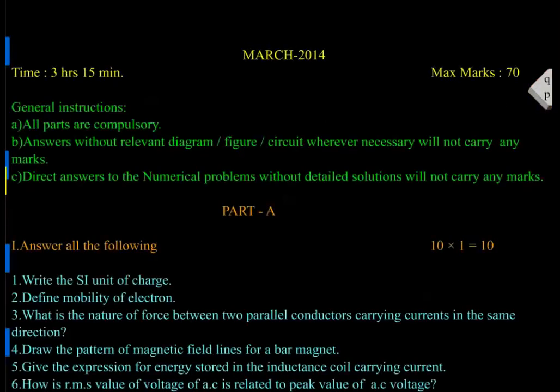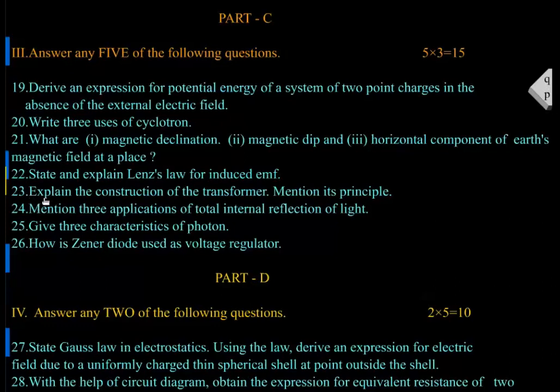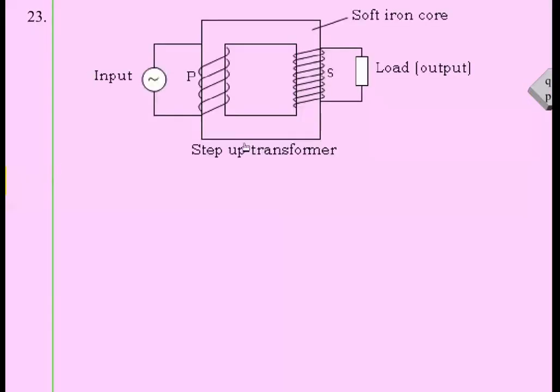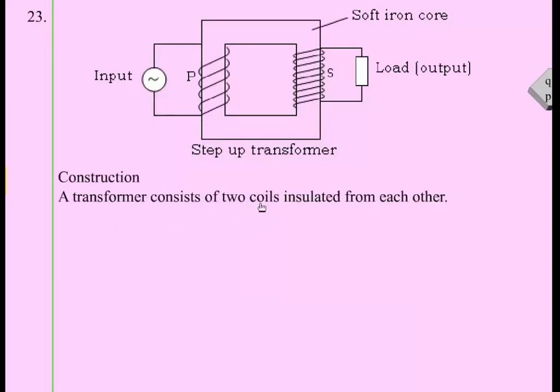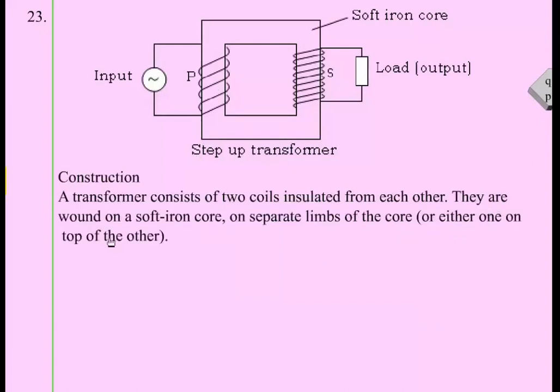Look here, the 23rd: explain the construction of a transformer, mention its principle. So here, look here, this is the diagram of the transformer, and this is the primary coil, this is the secondary coil. Here input is given, here output we are going to take. So this is a step up transformer construction. A transformer consists of two coils insulated from each other, this one and this one. They are wound on a soft iron core. Look here, this is the soft iron core, and separate limbs.